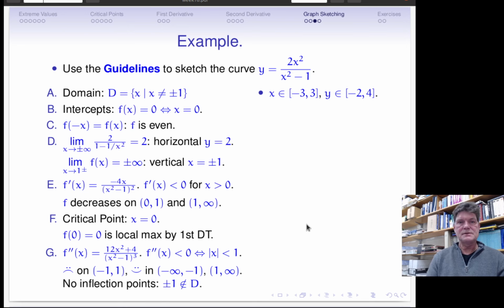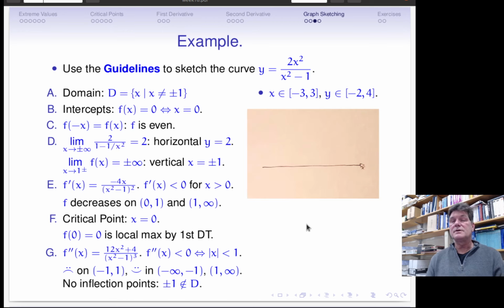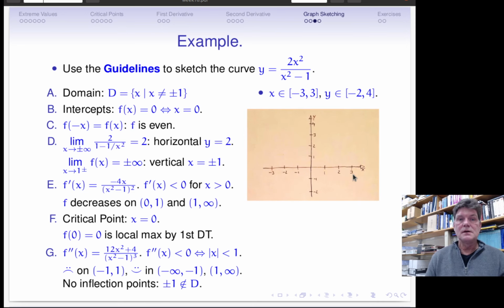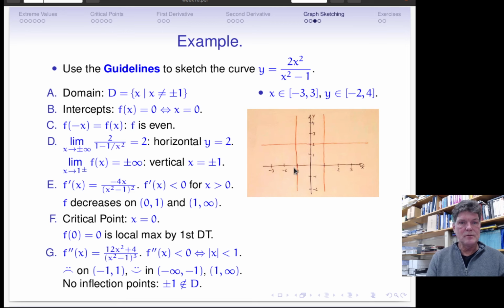So with this decision made, I set up an x-axis here. I subdivide the x-axis into 6 parts, from minus 3 to 3, then the y-axis subdivided into 6 parts from minus 2 to 4, and I throw into the picture the vertical and horizontal asymptotes, the horizontal one at 2 and vertical asymptotes at minus 1 and 1.